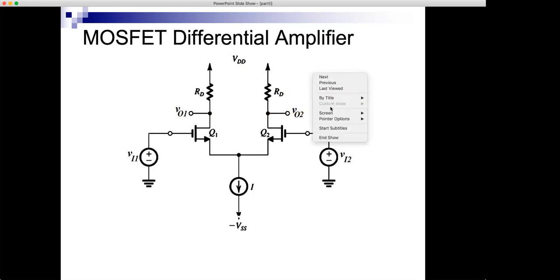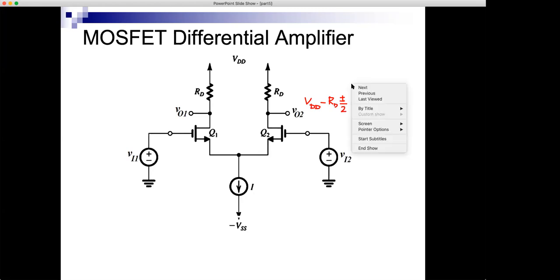Let me write it right here: this is when VI1 is equal to VI2 equal to 0. This is VDD minus RD times I over 2. All right. And let's now consider the case when VI1 is not 0. Let's make it 1 volt, but also make VI2 1 volt. If this is 1 volt and this is 1 volt, what happens?